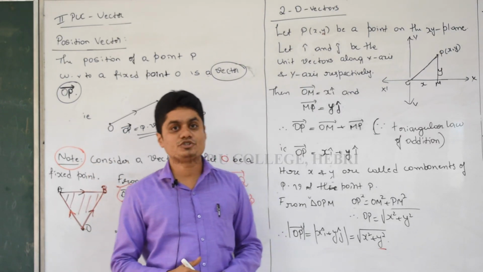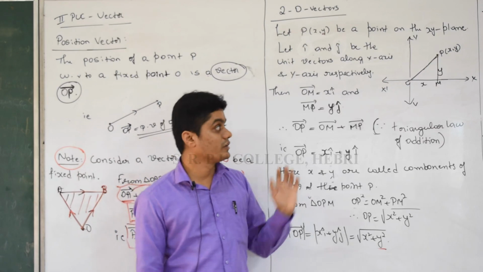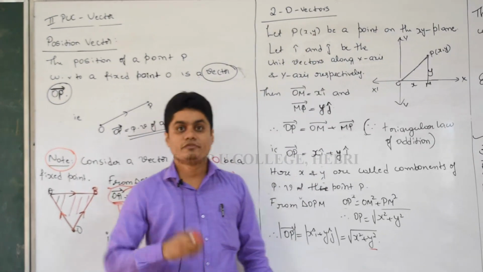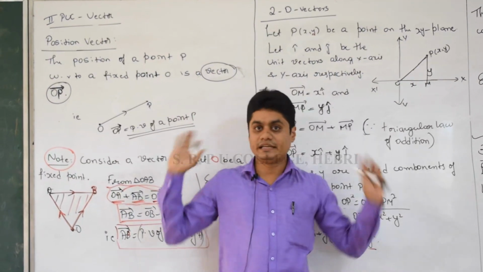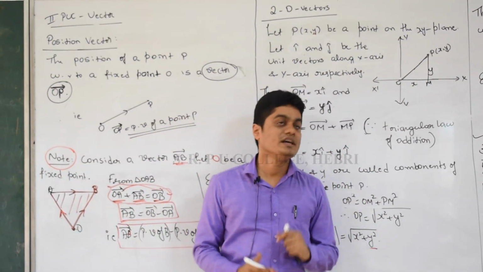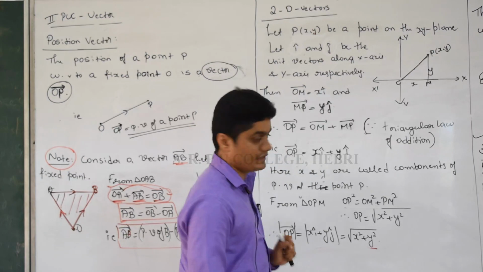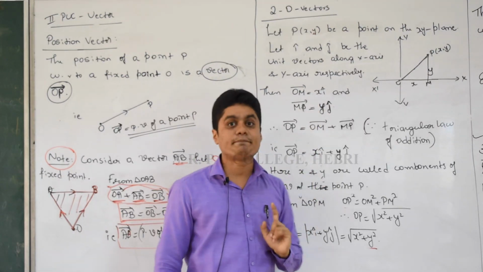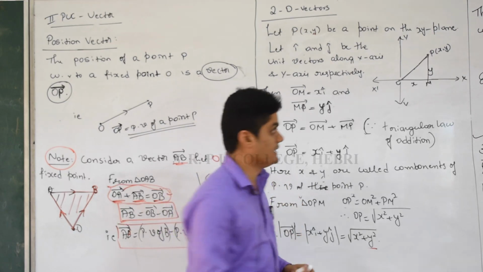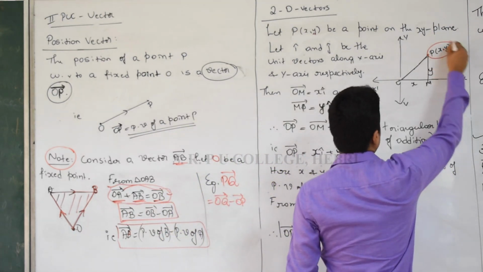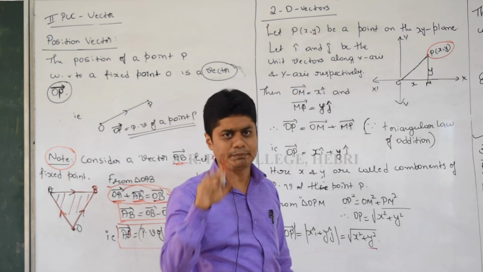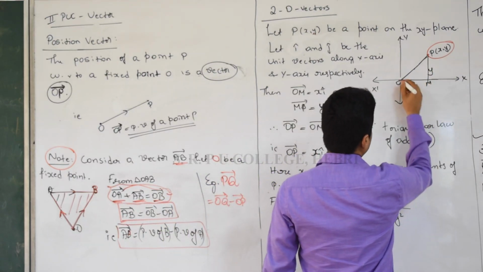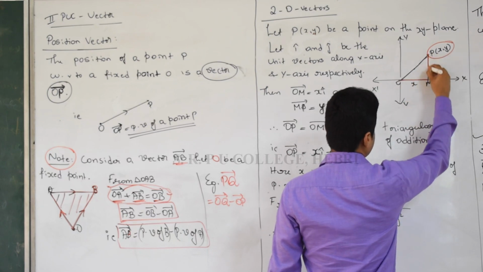Now using this position vector concept, we are going to learn a very important concept: the two-dimensional vector, or representing a vector in a plane. Just observe carefully, listen carefully, it's an important concept. Take a point in a plane, and that point is P(x, y). I hope you know how to represent a point in a plane. So take a point P(x, y) in a plane; then this distance is x and this height is y.